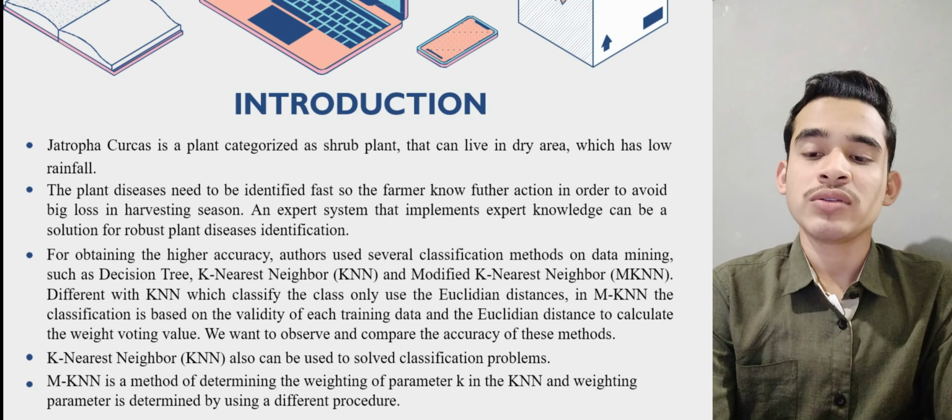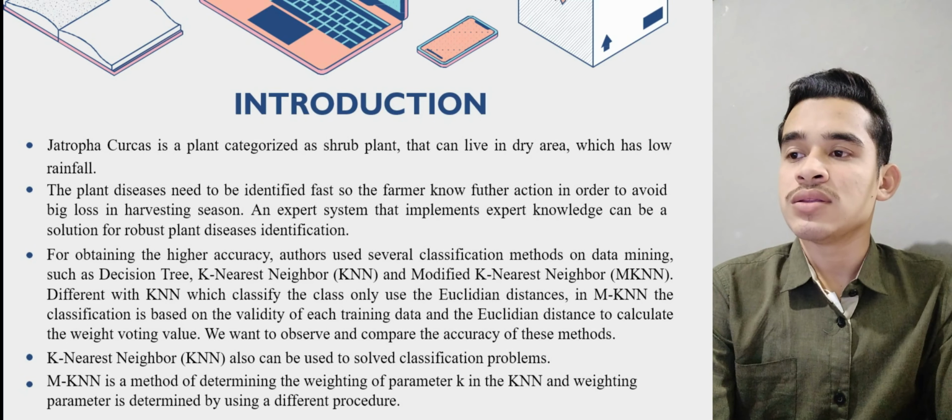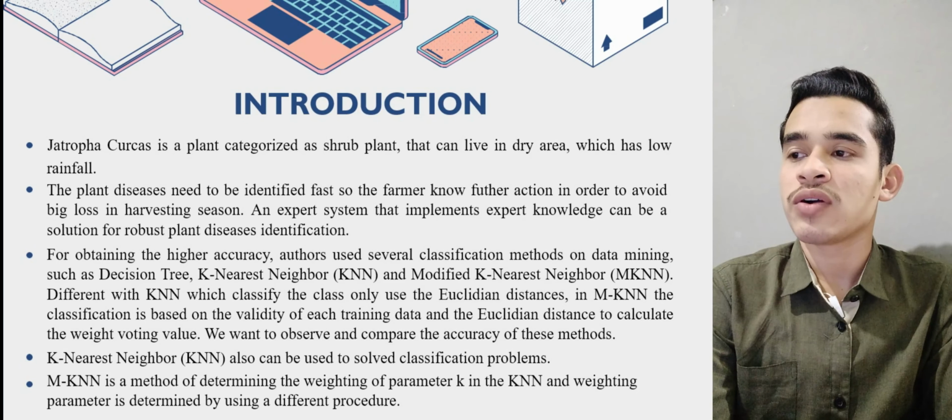But unfortunately, the farmers have just little knowledge about these plant diseases, so it can be harmful when disease attacks. The plant disease needs to be identified early, so farmers know further action in order to avoid big loss in the harvesting season. An expert system that implements expert knowledge can be a solution for robust plant disease identification.